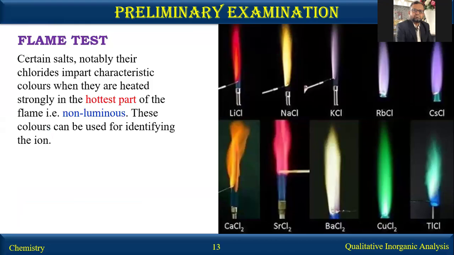The flame test is usually not carried out as a preliminary examination in intermediate chemistry in Pakistan, but remember that it is part of analysis. Certain cations give specific colors. The bright red color is due to the presence of lithium. Sodium gives golden yellow color. Potassium gives lilac or light purple color. Rubidium and cesium give shades of blue color.